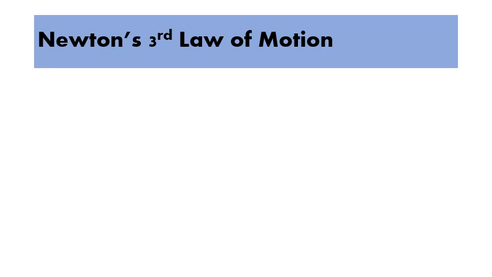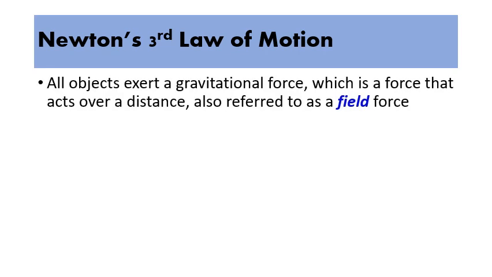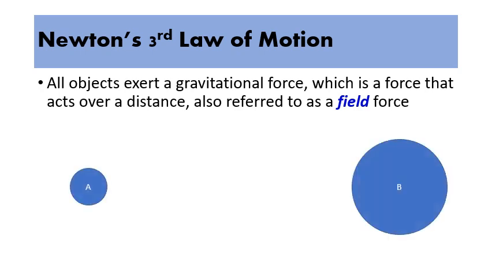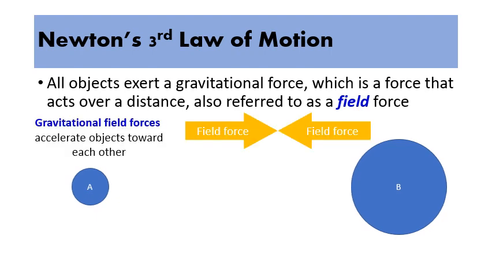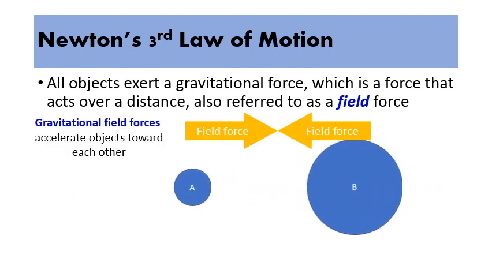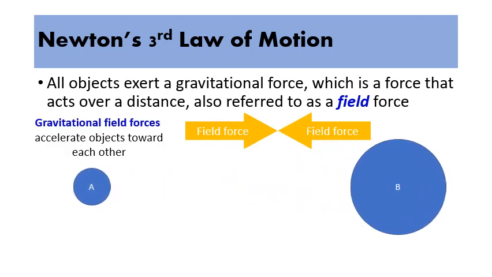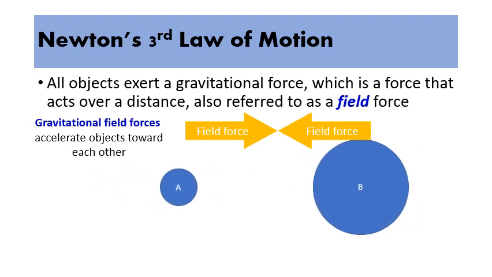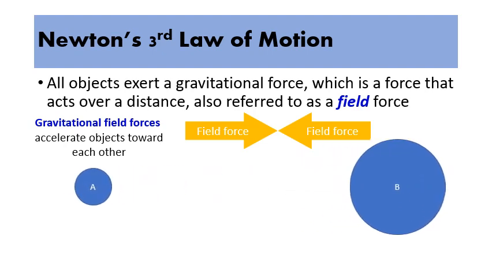As another example of Newton's third law, we'll consider gravity. All objects exert a gravitational force, which is a force that acts over a distance, also referred to as a field force. We see here two objects of different sizes representing different masses. The gravitational field forces acting between the two objects accelerates them towards each other. This is one example of Newton's third law.